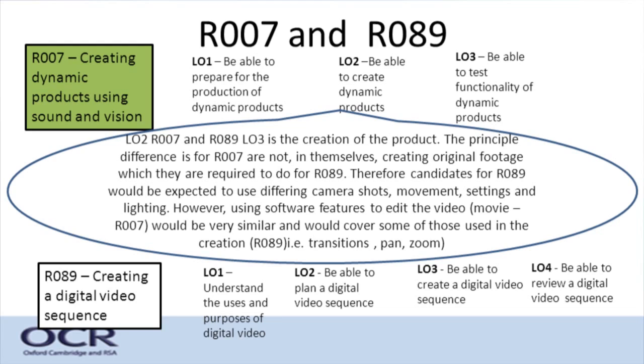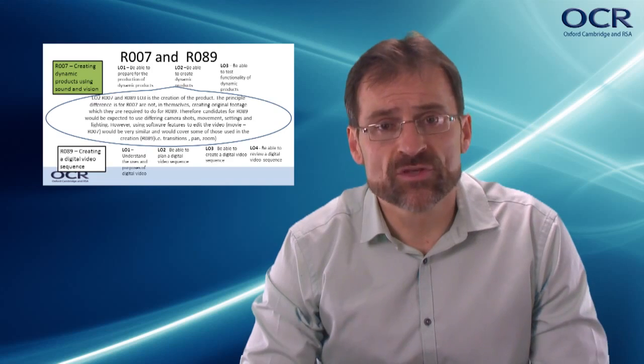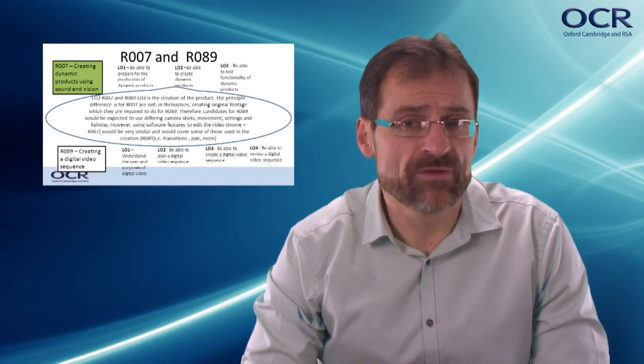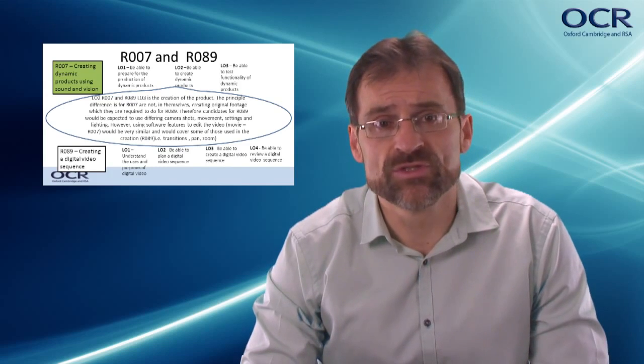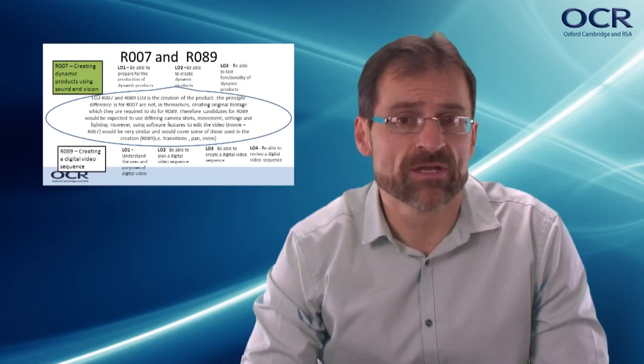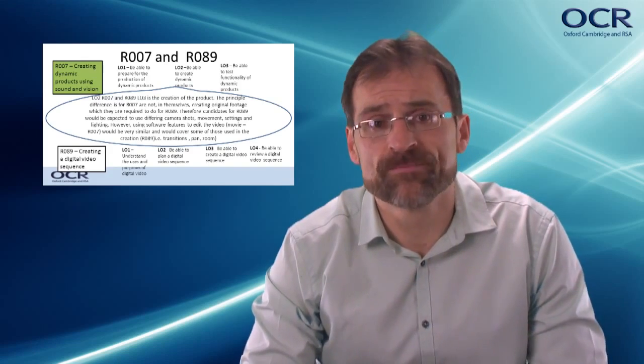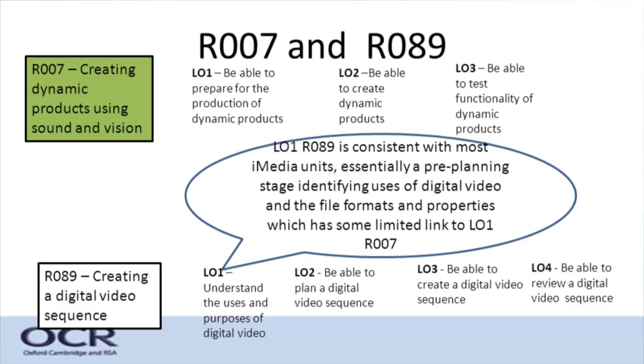The principal difference is that for R007, candidates are not in themselves creating original footage, which they are required to do for R089. Therefore, candidates for R089 would be expected to use different camera shots, movement, settings and lighting. However, using software features to edit the video or movie for R007 would be very similar and would cover some of those used in the creation for R089, i.e. transitions, pan and zoom.